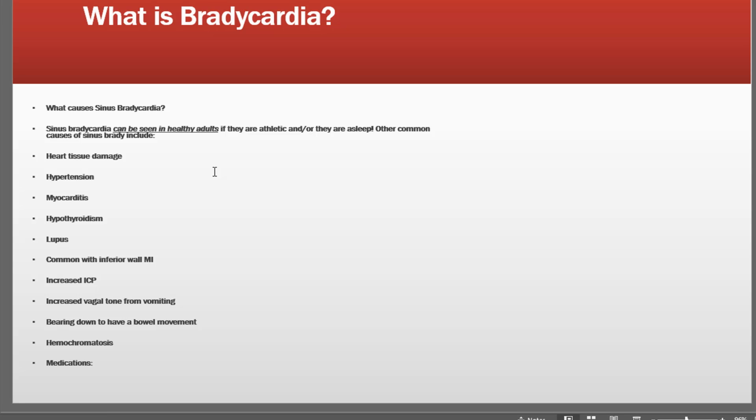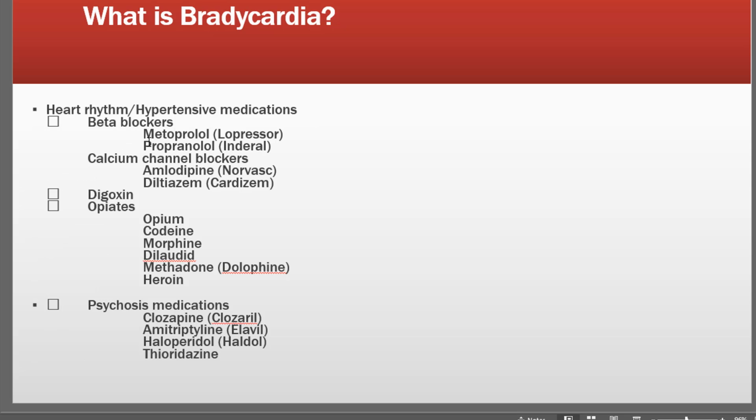But other things can cause sinus bradycardia too, including heart tissue damage, hypertension, myocarditis, hypothyroidism, and lupus. It's common with an inferior wall MI. Also increased intracranial pressure, and increased vagal tone from vomiting or when someone is having a bowel movement. Also, there are some medications that can slow the heart rate down: beta blockers, calcium channel blockers, DIG, opiates, and psychosis medicines.